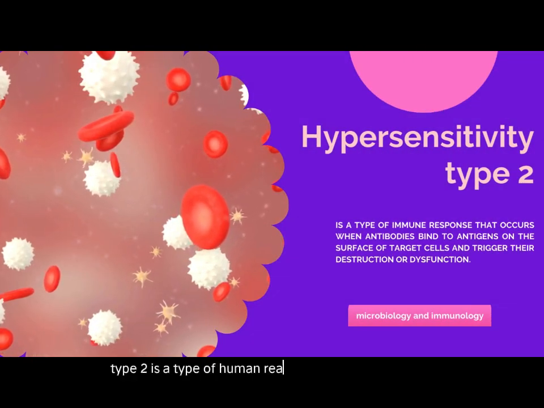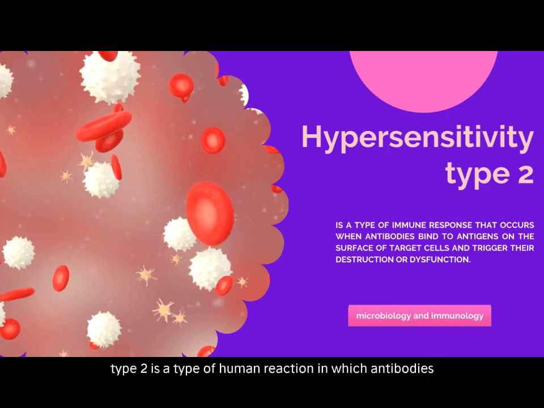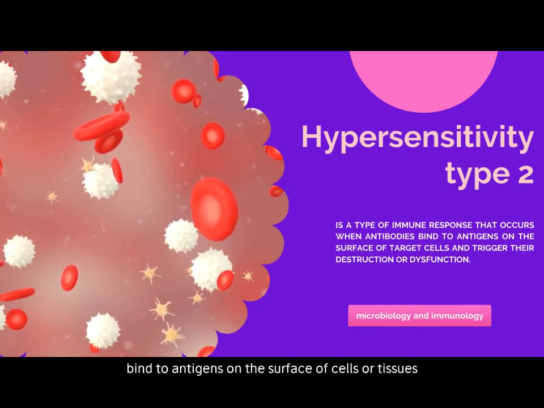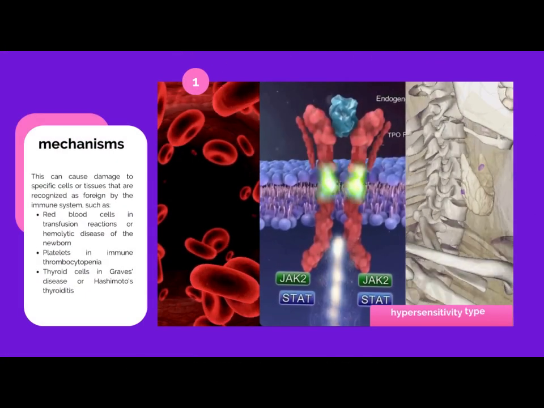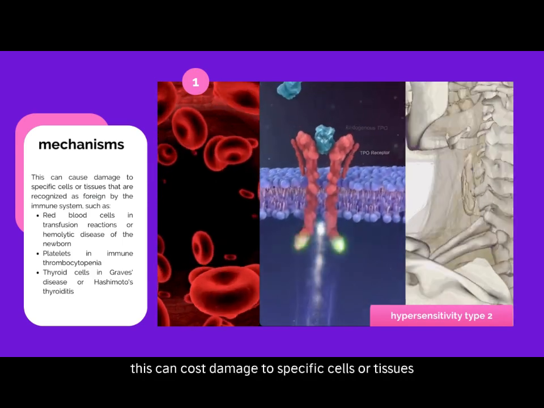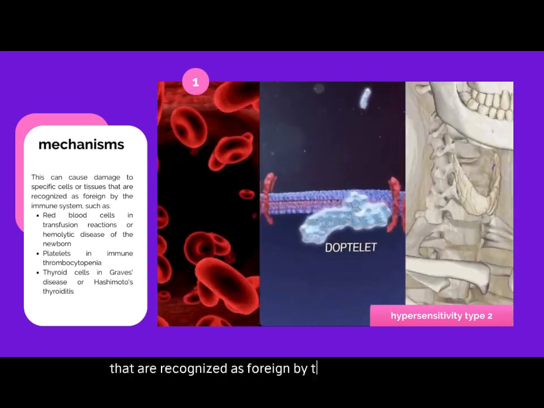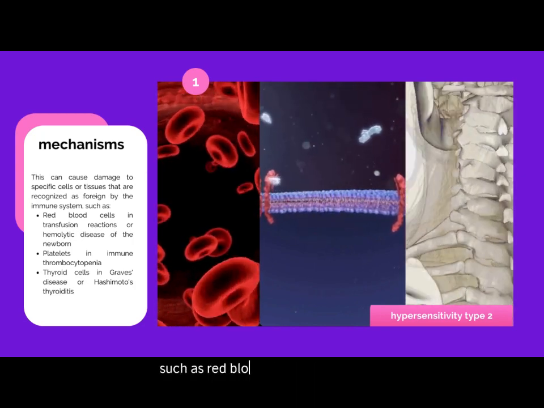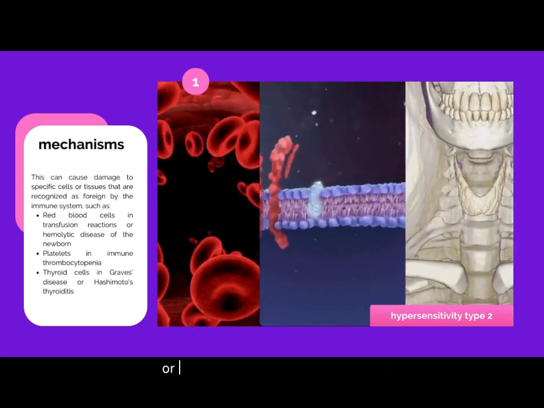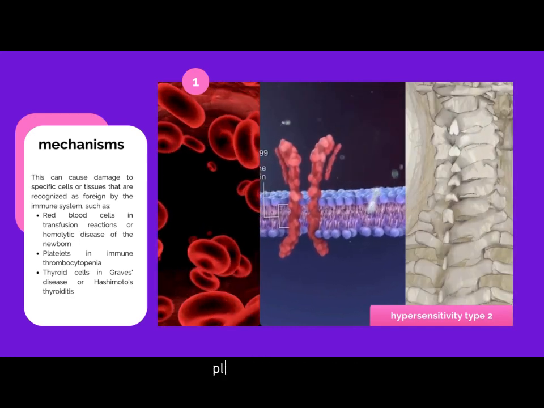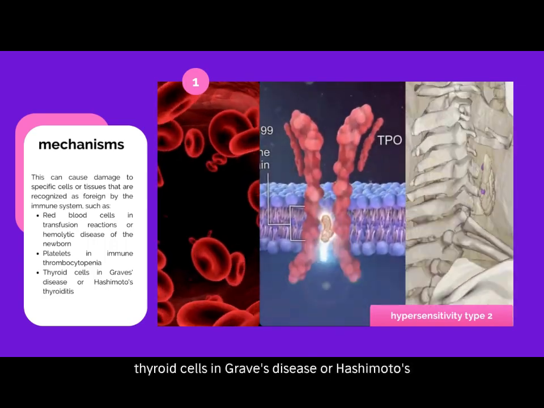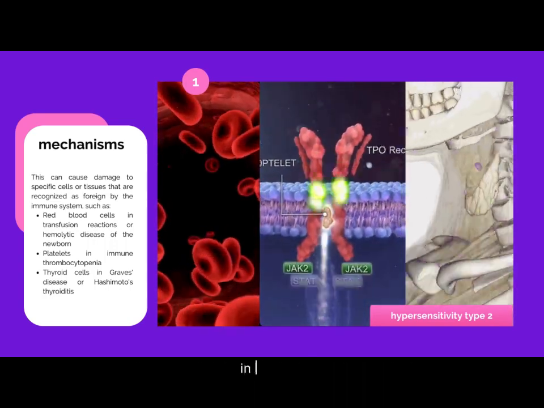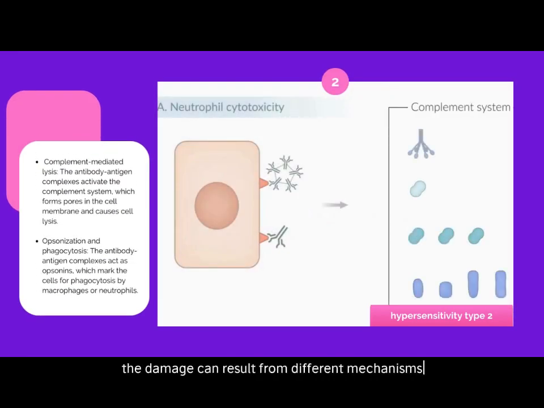Hypersensitivity type 2 is a type of immune reaction in which antibodies bind to antigens on the surface of cells or tissues, leading to their destruction or dysfunction. This can cause damage to specific cells or tissues that are recognized as foreign by the immune system, such as red blood cells in transfusion reactions or hemolytic disease of the newborn, platelets in immune thrombocytopenia, and thyroid cells in Graves' disease or Hashimoto's thyroiditis. In addition, the damage can result from different mechanisms such as complement-mediated lysis.